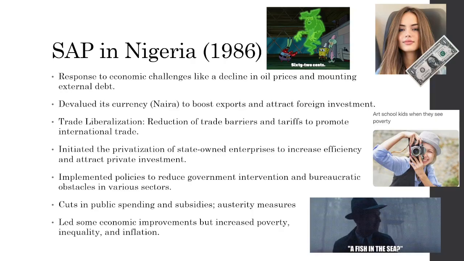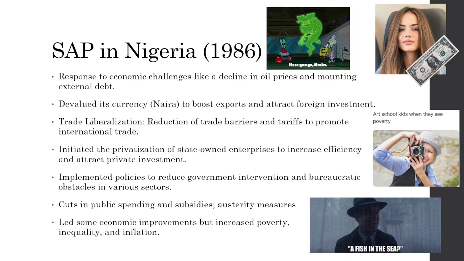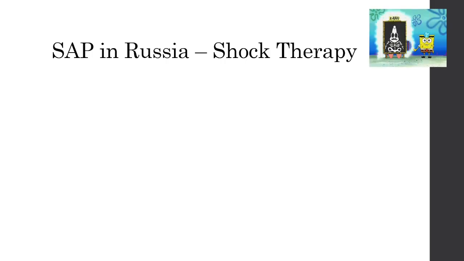So not all the time will these structural adjustment programs lead to immediate positive effects. Sometimes it could get worse before it gets better. But these are the major effects that economists have seen after Nigeria implemented these programs. Russia put in structural adjustment programs as well, and this is referred to as shock therapy.